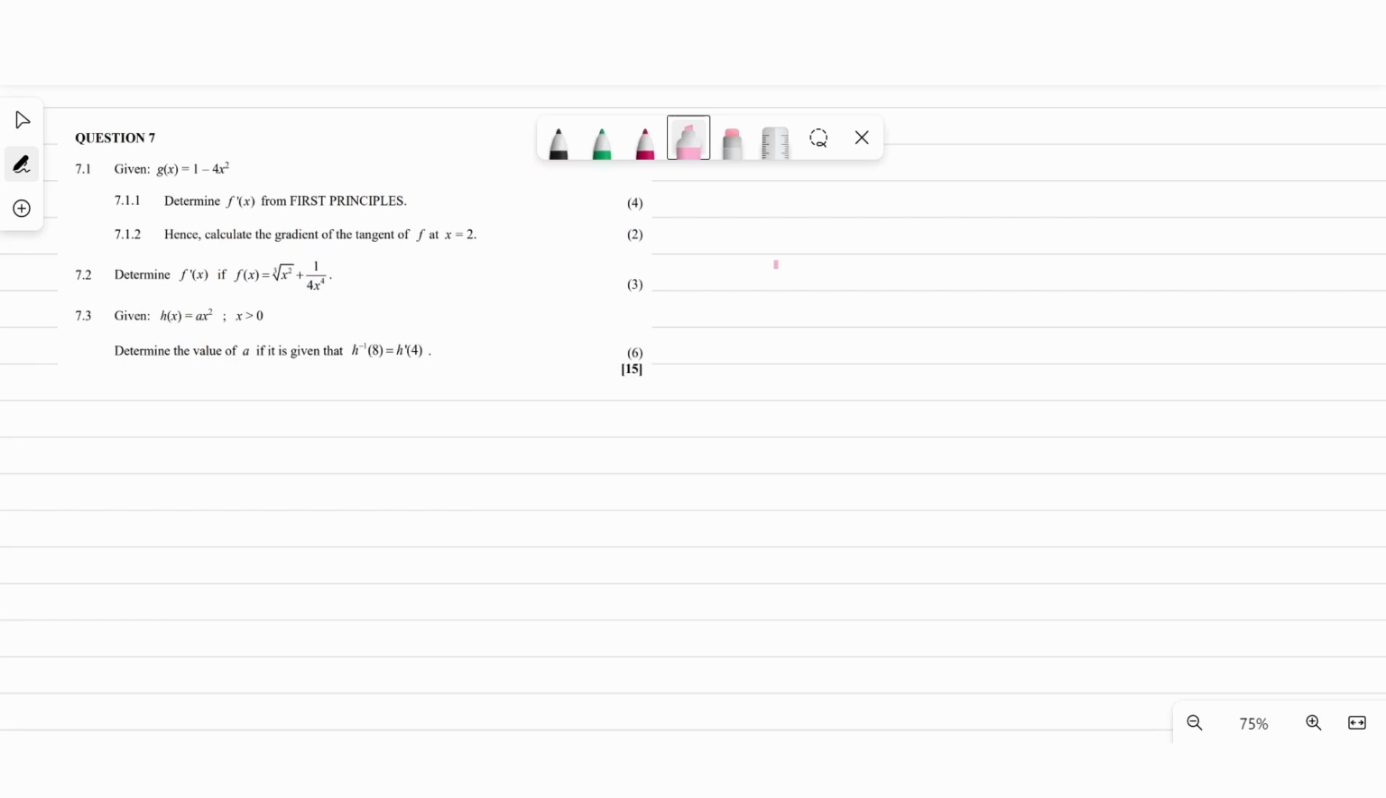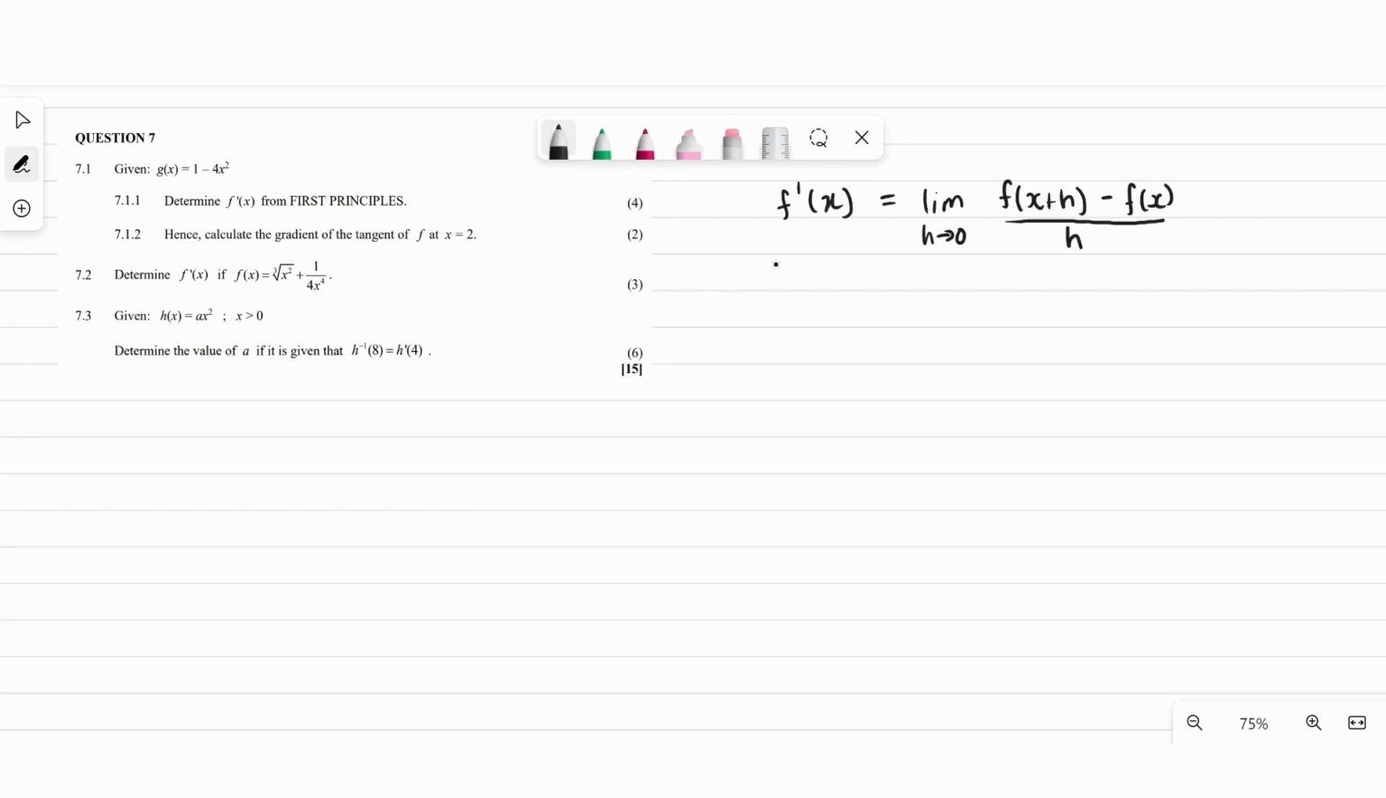So now moving to calculus, let's do number 7. The first one says, given that g of x is 1 minus 4x squared, determine f prime of x from the first principle. So what is f prime of x from the first principle? This is the formula.